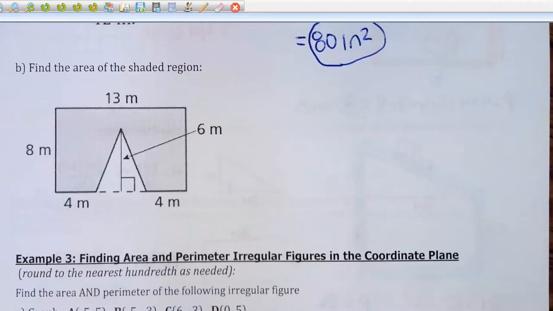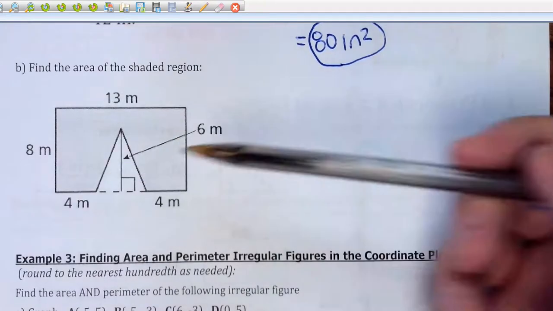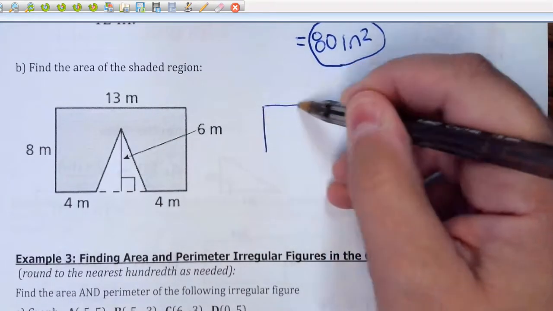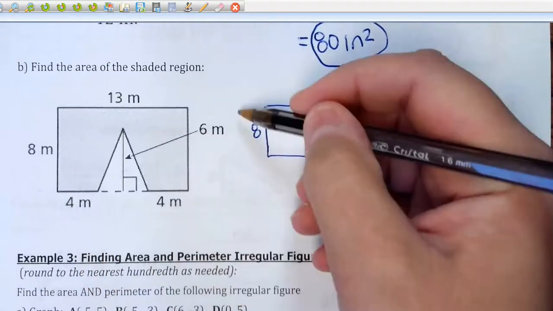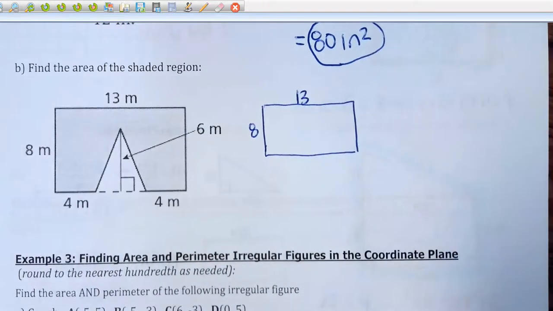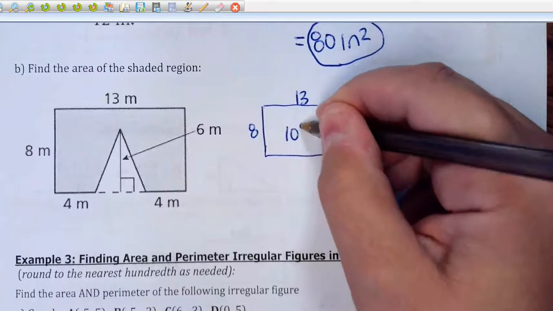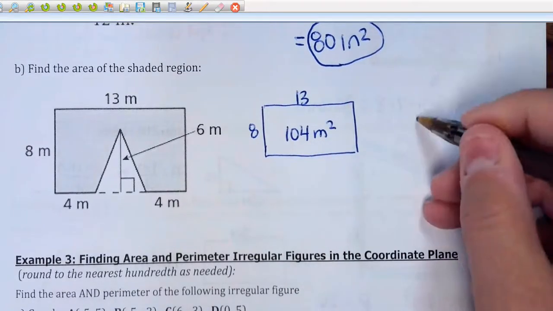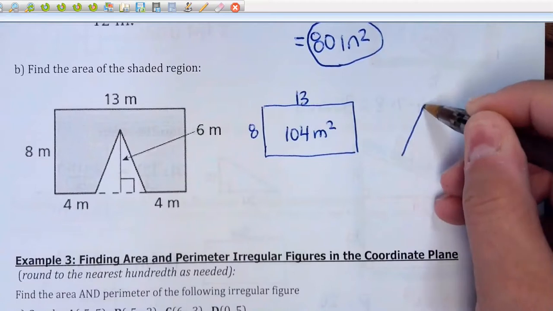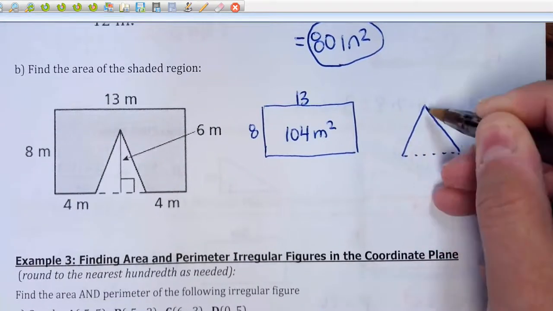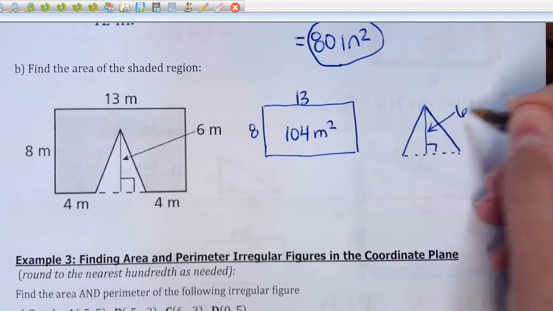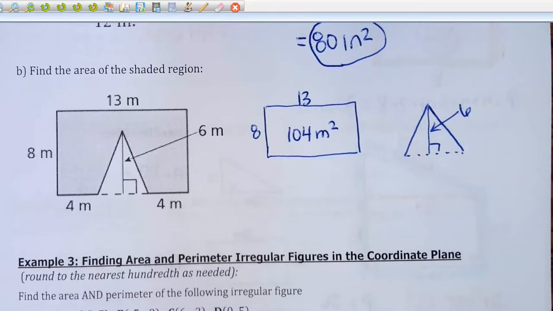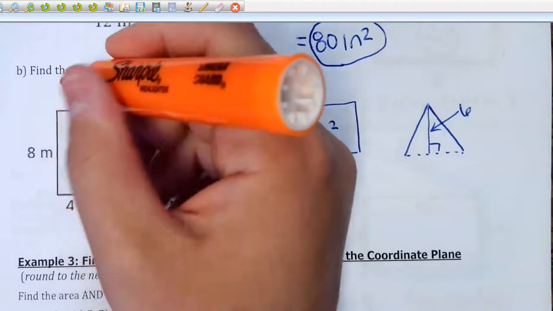Okay, kind of the same thing. This one you can see the shading a little bit better on the copy. I would find the area of that whole rectangle, which is 8 by 13. And so if I multiply 8 by 13, we're going to get 104. This would be meters squared. And then what I want to do is subtract that part that is not shaded, which is this triangle here, which I'm just recreating to the side. Okay, now I can see the height of the triangle is 6 in the diagram. The base of the triangle you have to figure out because it's not labeled. So this whole side is 13.